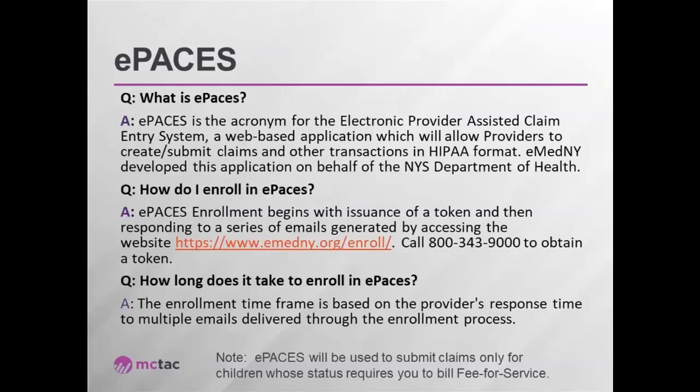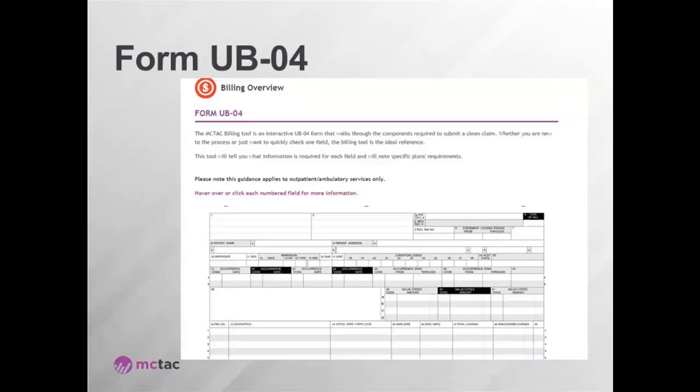If you're not familiar with ePACES, it's an acronym for an electronic system. It's the Medicaid system that provides you information on eligibility. We also provide some resources here on how to enroll in ePACES and access it. The process varies from time to time, but in some instances it could be pretty quick. And it's only available to Medicaid providers. That's another reason you want to make sure you're a Medicaid provider. It's a requirement anyway, but that also gives you the benefit of being able to look up eligibility through ePACES.